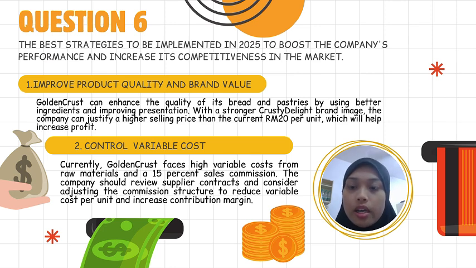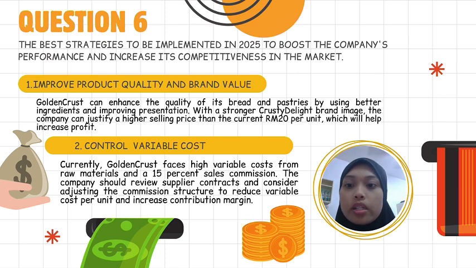Golden Crush can enhance the quality of its bread and pastry by using better ingredients and improving presentation. With a stronger brand image, the company can justify a higher selling price than the current RM20 per unit, which will help increase the profit of the company.